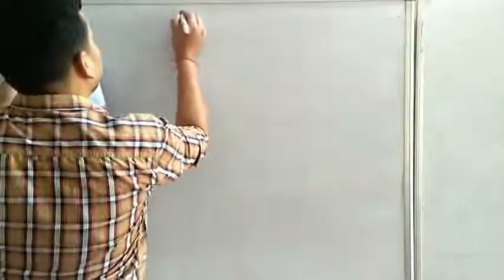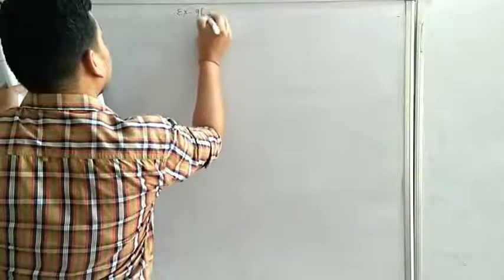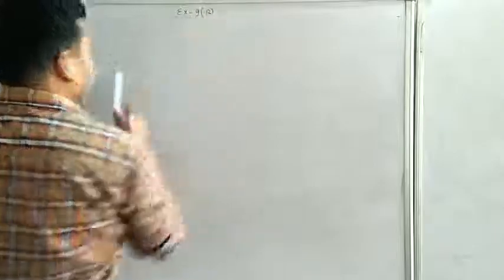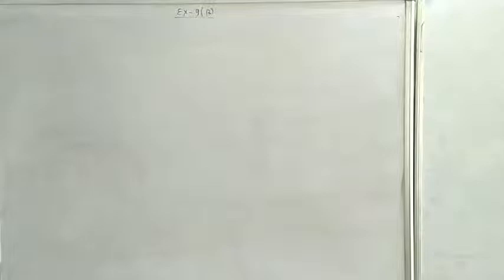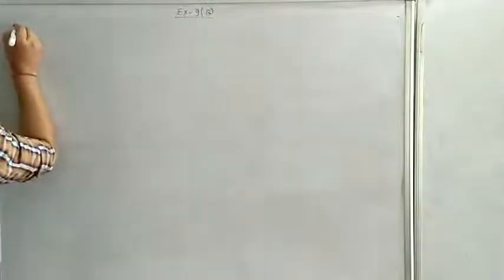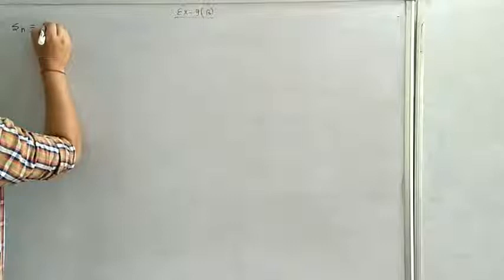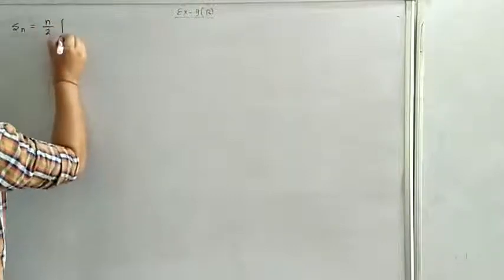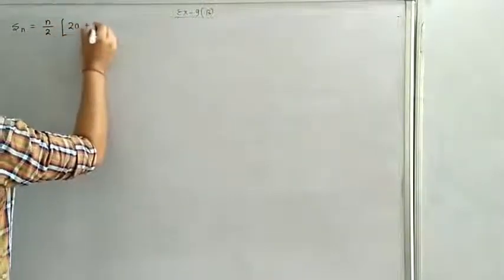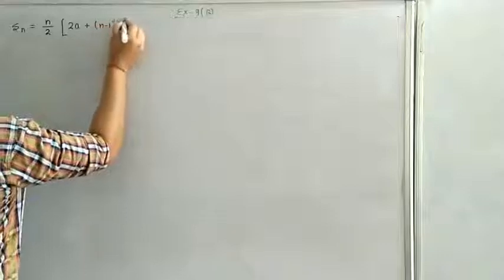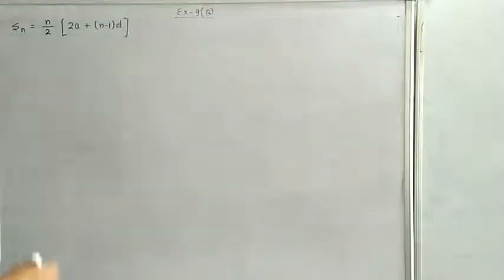Today I am starting your new exercise, that is 9th B, exercise number 9th B. As you know, yesterday I discussed the sum of the AP, and the sum of an AP is denoted by Sn. The first formula is Sn equals n by 2 into (2a plus (n minus 1) into d). Okay, this is our first formula.